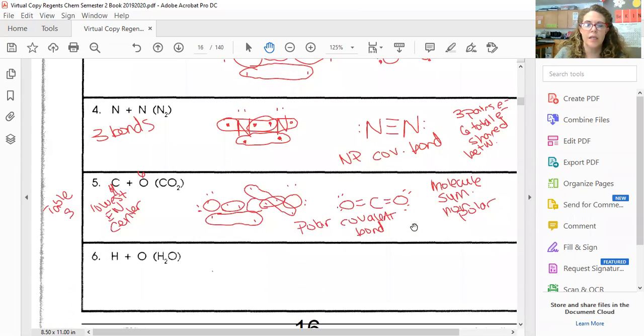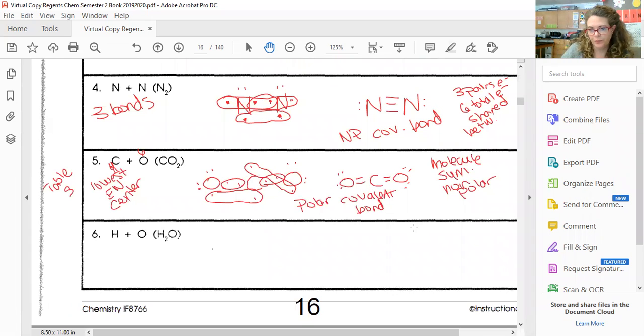So then let's go down here to water. So now I have hydrogen and oxygen making H2O. Now, hydrogen can only make one bond, right? Because hydrogen only has one valence electron. It needs one more to have a stable electron configuration like helium. So hydrogen can only make one bond.